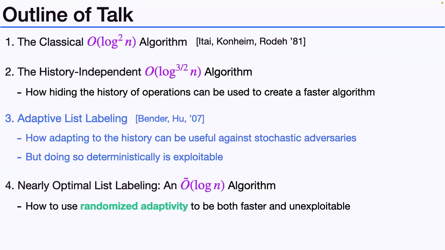Okay, so that's the previous paper. This is getting at the idea of history independence being a very useful tool that unlocks progress on a long-standing problem. And now we're going to talk about the flip side. So how instead can we use the history to do even better?